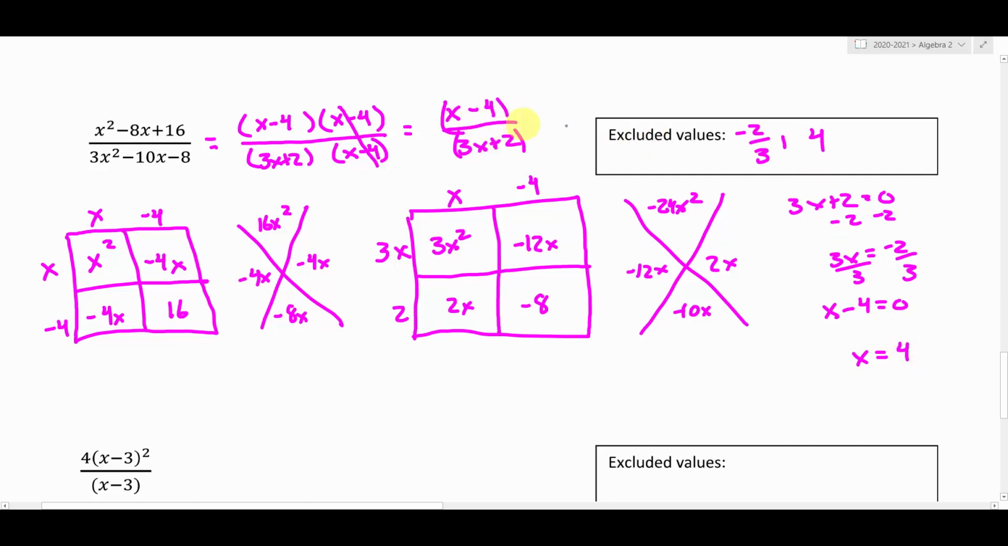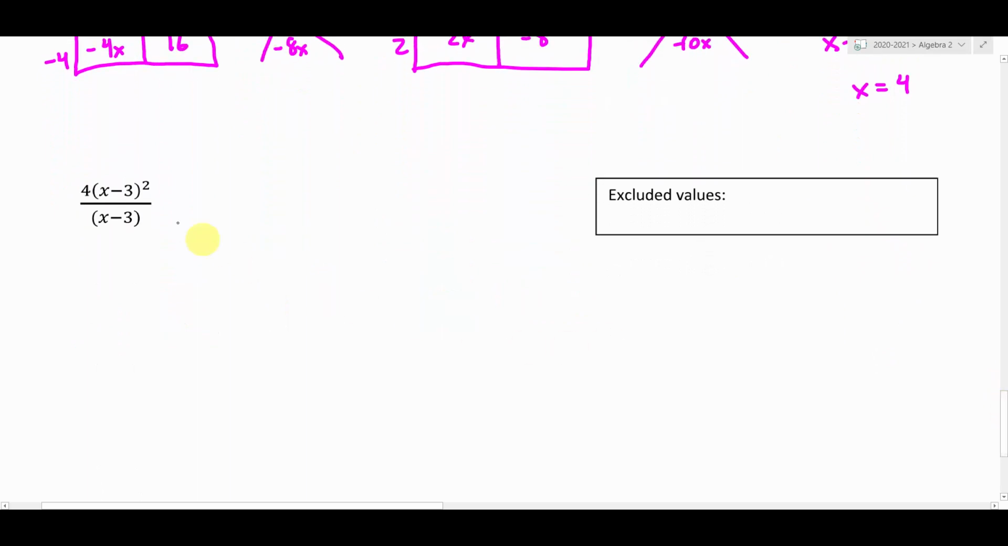So we can say this is our function, but we have these excluded values. Okay, we can't let x be these things. All right, one more and then we'll call it a day here. This one looks kind of tricky. I see an x minus 3 in the top and I see an x minus 3 in the bottom. I also see a 4, and that's multiplication right there, so that's okay, right? So these are factors, right? But this squared thing might be throwing you off a little bit.